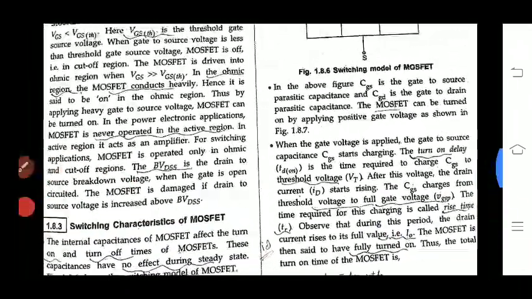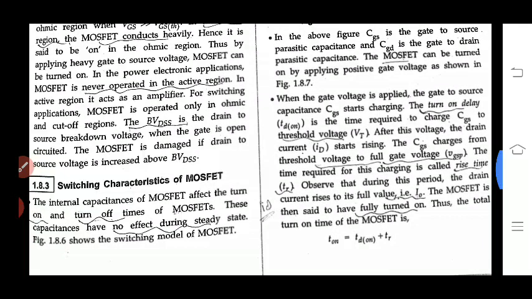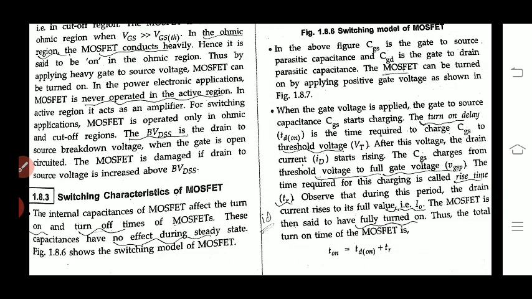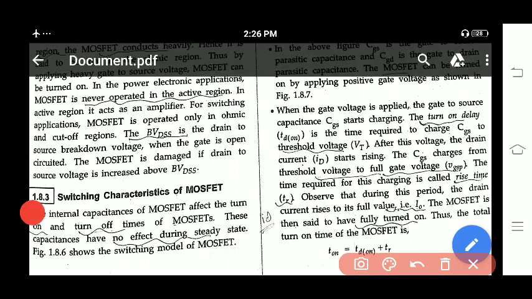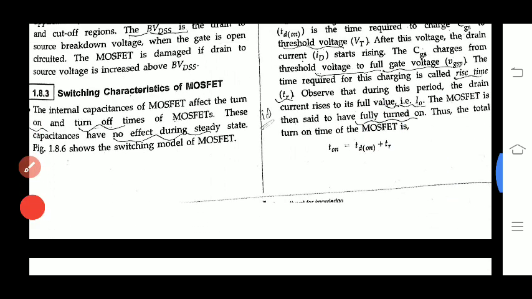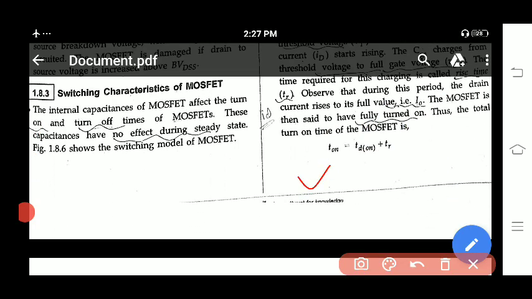Next, with respect to this, we can observe the turn on time, T on. Turn on time is the sum of delay time plus rise time. What is this delay time? It is the time required to charge that junction capacitance. You have seen that between the gate and source there will be a junction. Whenever that junction capacitance reaches its peak value, only then does current start to increase. Here we can observe that in the graph.